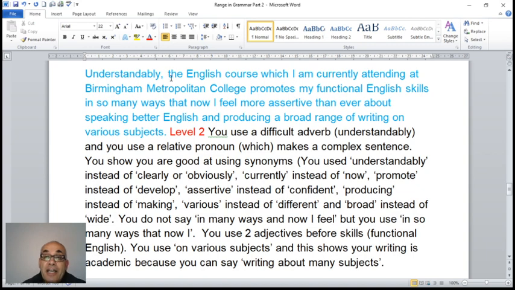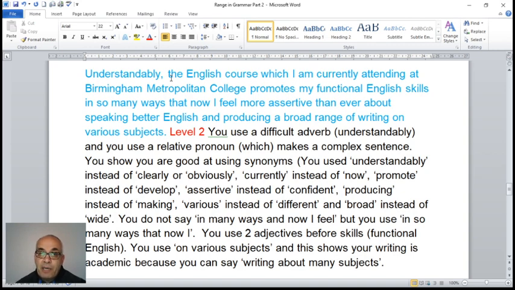Understandably, the English course which I am currently attending at Birmingham Metropolitan College promotes my functional English skills in so many ways that now I feel more assertive than ever about speaking better English and producing a broad range of writing on various subjects. Wow, I know it's a long sentence, I completely understand, but again, this is a level 2 sentence. But I will explain to you why it is a level 2 sentence and how you make it.